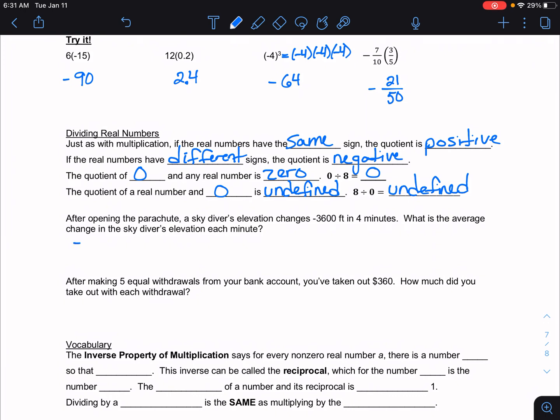So what we're going to do is take our negative 3,600 feet, divide that by the 4 minutes, and now let's go ahead and divide. 3,600 divided by 4 is 900. It was a negative divided by a positive, so our final answer is negative. And then our label is that we took feet divided by minutes. So there's our final answer.